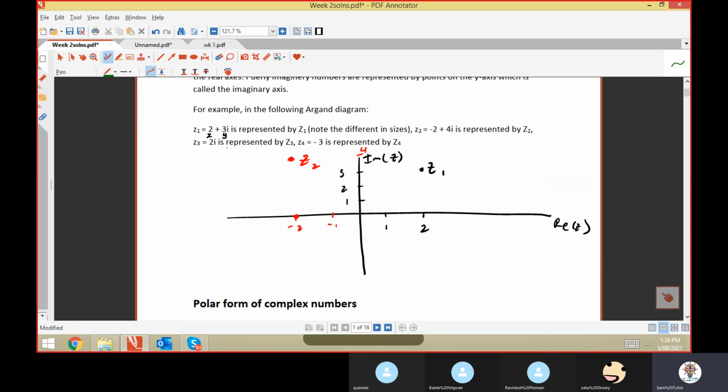Z3 is 2i. Can somebody tell me where I would draw that? 0, 2. Yeah, right. It's just there. X is 0. There is no real part. So that would be Z3. And then Z4 is -3, which means there's no imaginary part, which is right. Yeah, that's Z4. Any questions?